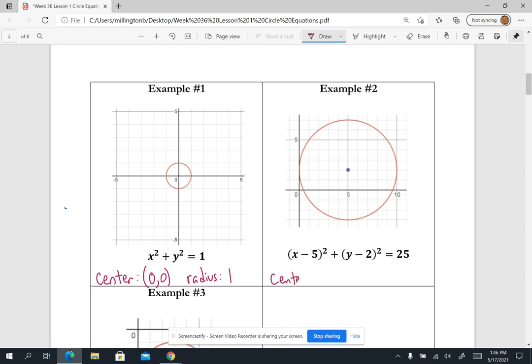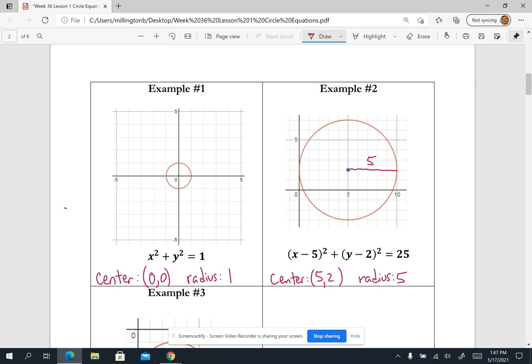Let's take a look at this next one. If you look at the coordinate plane here, the center is at 5, 2. And then the radius of this circle, if you were to count it out, is 5 units. 1, 2, 3, 4, 5. See that? The radius is 5 units long. Take a look again at the center and the radius and how that relates to the equation. Hopefully you can see some connections there.